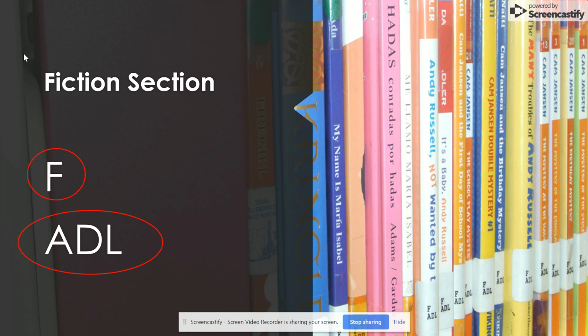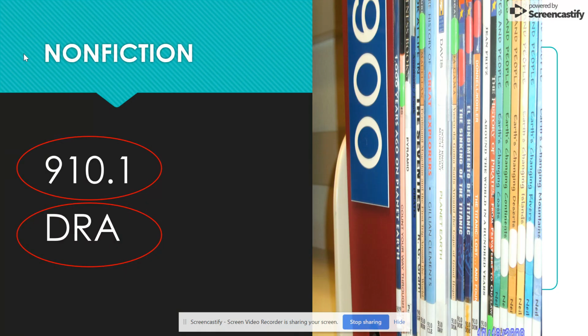The only section that is a little bit different would be our nonfiction section. Our nonfiction section is categorized by what we call the Dewey Decimal System. You're going to notice that instead of starting with an E or a B or an F or an R, it is starting with a number. In this case, the number is 910.1. The second part of our call number in nonfiction is the exact same as all the other sections. It's the first three letters of the author's last name.